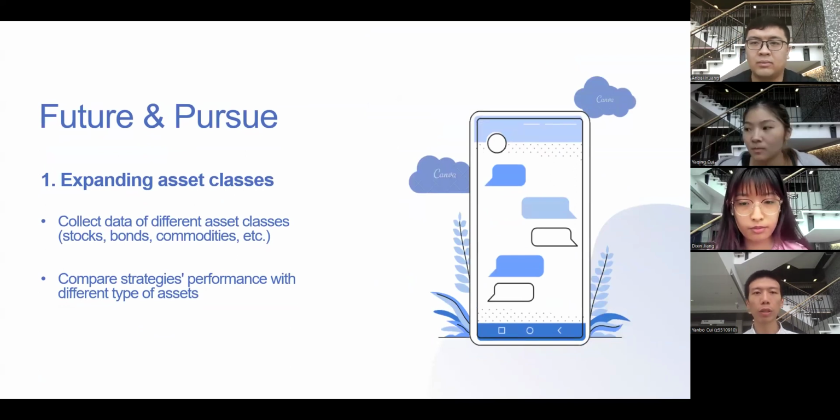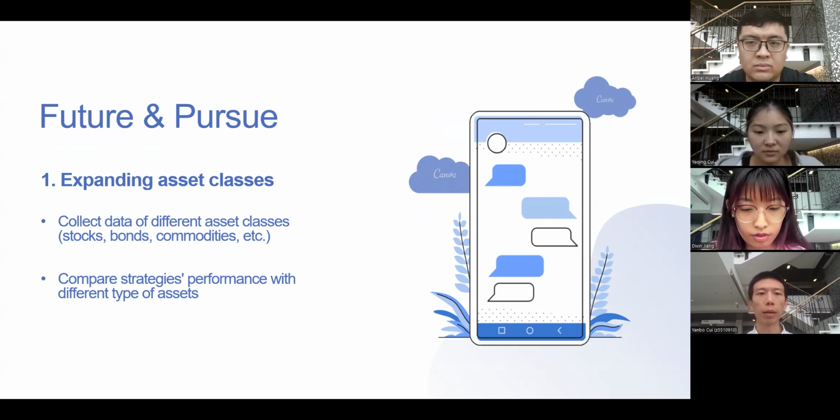It's about our future to-do list. First, we plan to expand our asset classes. Currently, our strategy is mainly focused on stocks, but there are many other types of investment instruments in the market, such as bonds and commodities. We will start collecting data on these different assets, including their prices and trading volumes. The purpose of this is to test whether our strategies can also be applied to these different assets.